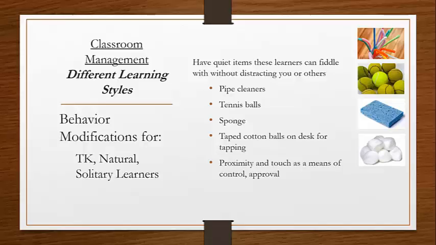Proximity and touch as a means of control and approval. Again, use the touch sparingly and with a certain child. I can't stress that enough. But your proximity and all that, if you're constantly talking and they're not listening to you, it's very easy for this type of learner to just kind of tune noise out.